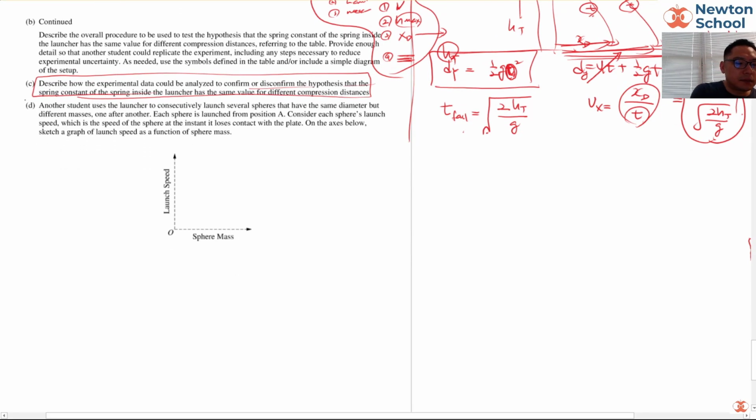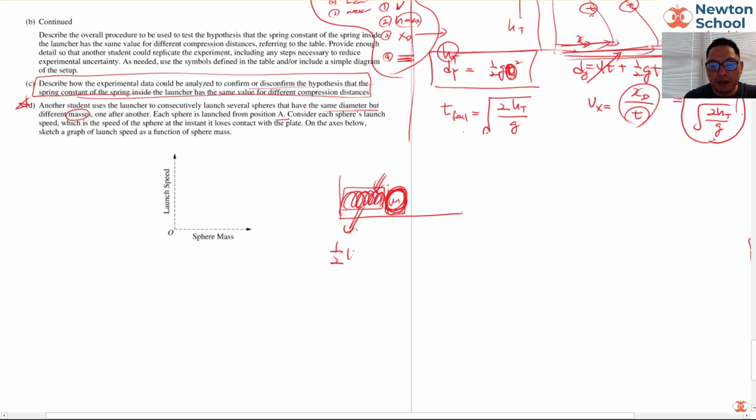And let's check the last part. Another student uses a launcher to consecutively launch several spheres that have the same diameter but different mass, so you have the same size. Each sphere is launched from position A. Consider each sphere's launch speed, which is the speed of the sphere at contact. Okay, so basically all the energy is stored in the spring constant. So I don't really care what mass you have here. Initial energy is actually stored in the spring, so they're all the same.